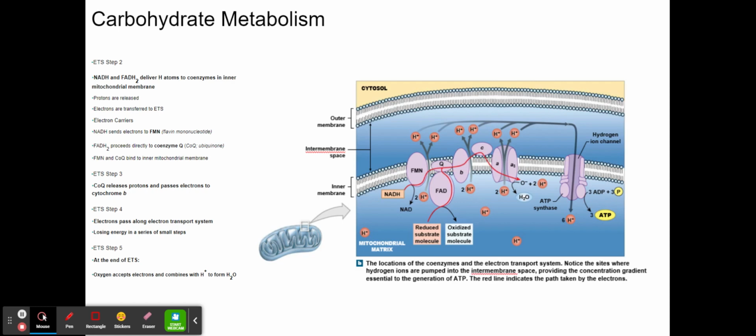In step 4, electrons are passed along the electron transport system, losing energy in a series of small steps. The sequence is cytochrome B to C to A and then to A3. In step 5, at the end of the ETS, an oxygen atom accepts the electrons and combines with hydrogen ions to form water. Notice that this reaction sequence starts with the removal of 2 hydrogen atoms from a substrate molecule and ends with the formation of water from 2 hydrogen ions and 1 oxygen ion. This is the reaction that we described earlier as releasing too much energy if performed in a single step. However, because the reaction takes place in a series of small steps, the hydrogen and oxygen combine safely rather than explosively.